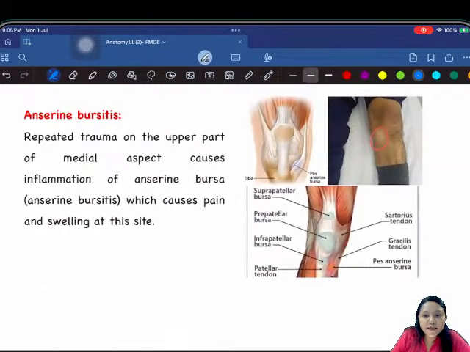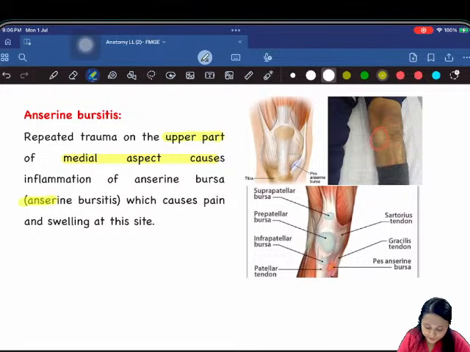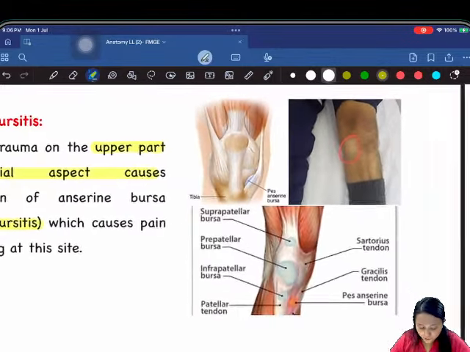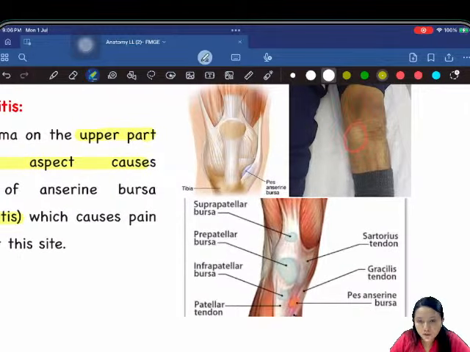So if there is a bursa, it can get inflamed, and that will lead to a condition known as anserine bursitis. Anything which has "itis" means inflammation. So inflammation of this bursa is known as anserine bursitis. Repeated trauma on the upper part of the medial aspect causes inflammation of the anserine bursa. It will cause pain and swelling. So if you have a swelling on the medial aspect of the leg, that is anserine bursitis.